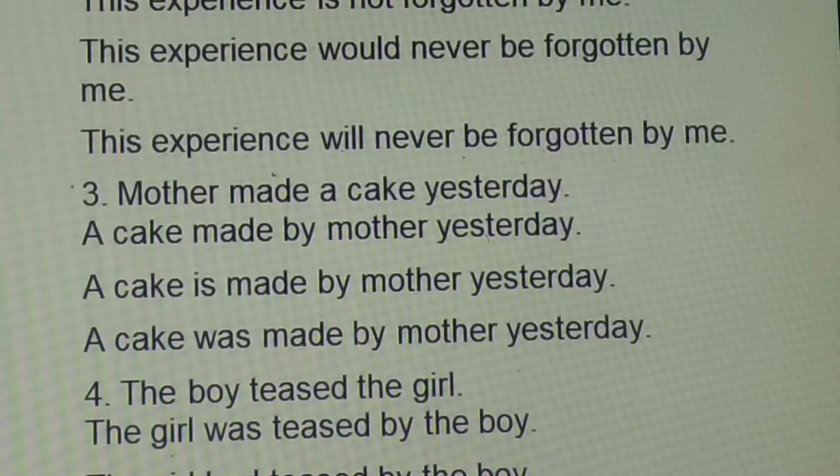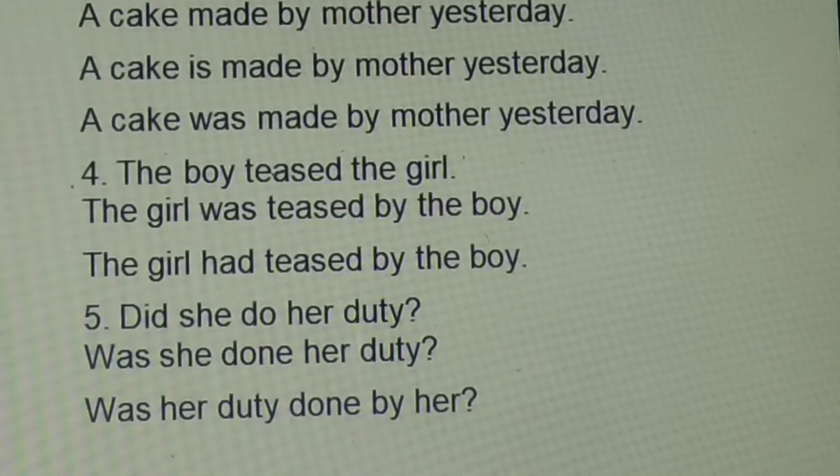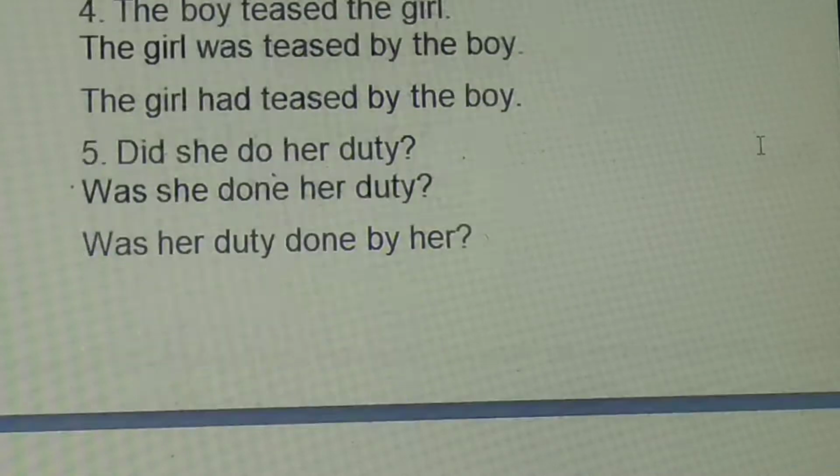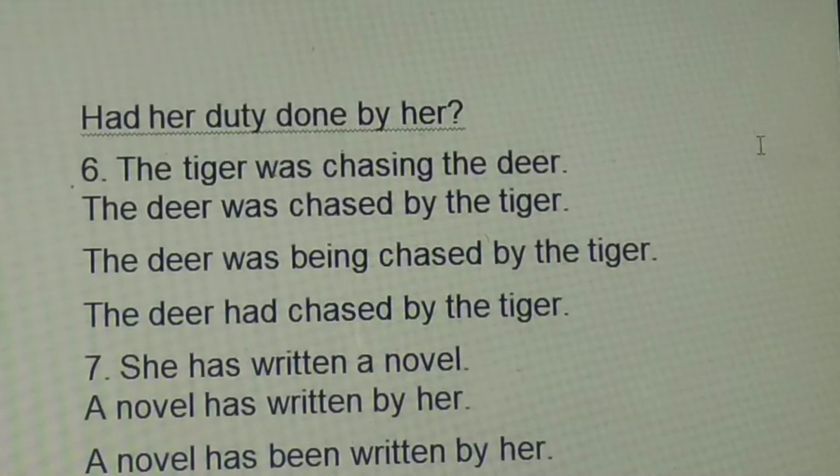The boy teased the girl. See, the girl was teased by the boy. The girl had teased by the boy. Did she do her duty? Was she done her duty? Was her duty done by her? Which is the correct one? Come on, tell. Her duty done by her. The tiger was chasing the deer, was chased by the tiger. See, so many options are there. Which is the right one?